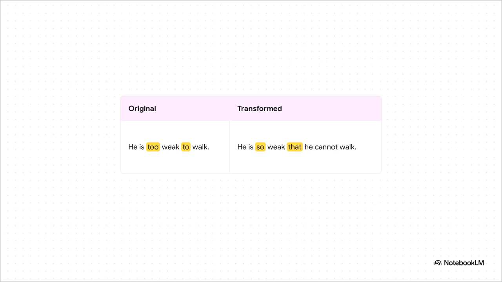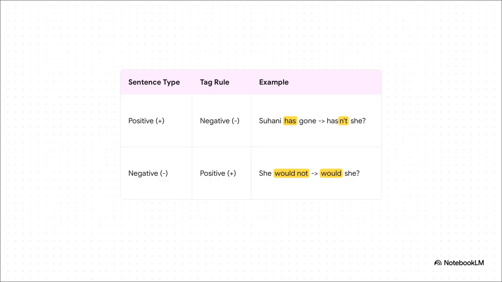The meaning is exactly the same, you're just spelling it out. Question tags. These are easy marks, people. It's all about balance, like a seesaw. If the sentence is positive, the tag at the end has to be negative. And if the sentence is negative, you flip it. The tag becomes positive. All you have to do is find that little helping verb and turn it into its opposite. That's the whole game.